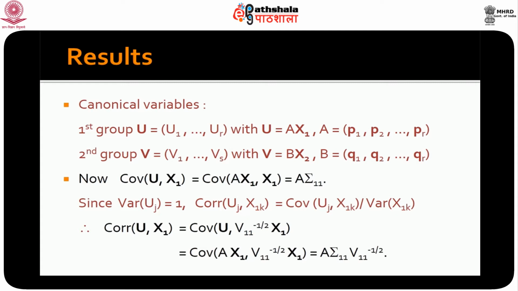So I have U1, U2, ..., Ur, with Uj corresponding to the jth canonical variable from the first set. And this U can be written as Ax1, where A actually consists of the eigenvectors P1, P2, ..., Pr. So these are the linear combinations that we actually used. So A would be the matrix comprising these eigenvectors.